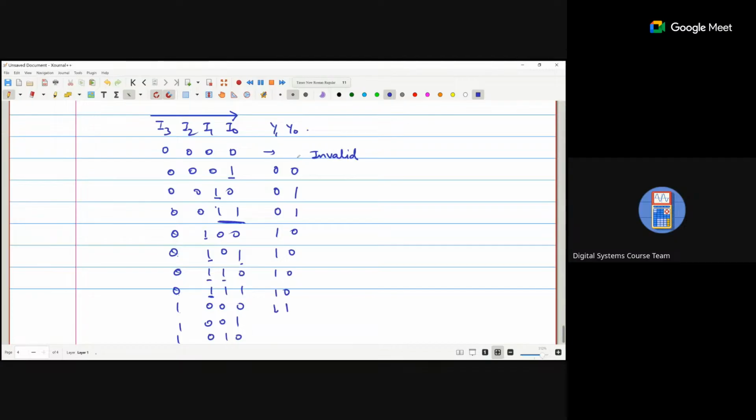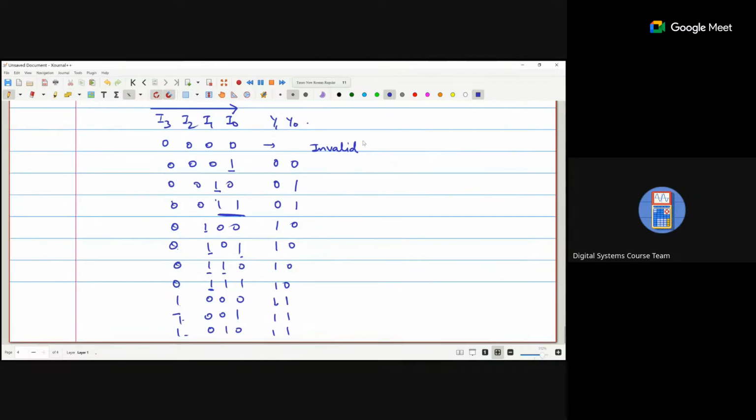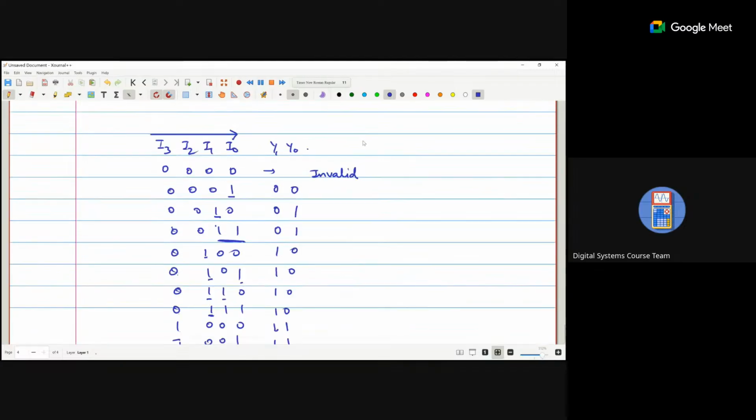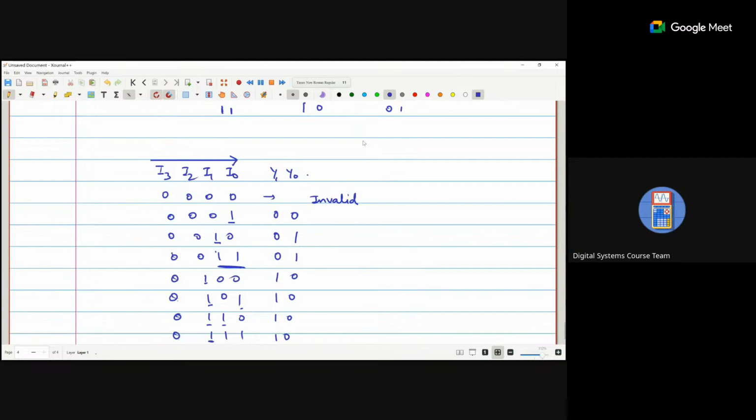1 1. Highest priority this one, so 1 1. Highest priority this one is 1 1. Okay, so for all other combinations we are taking 1 1. Now if I want to check the truth table, or basically write the equation.